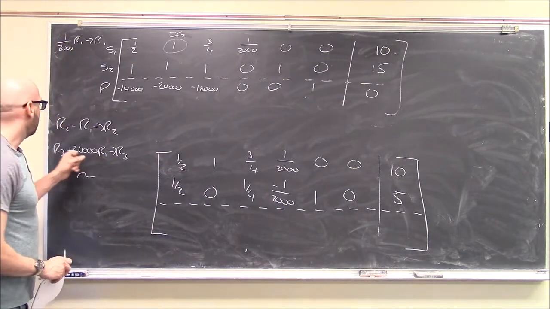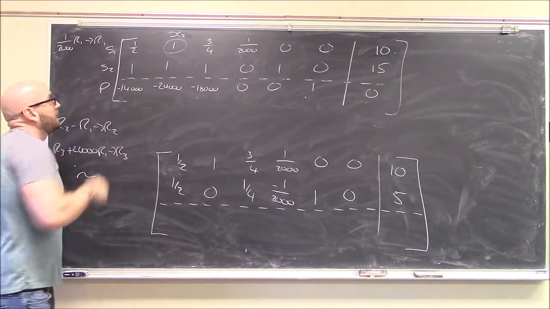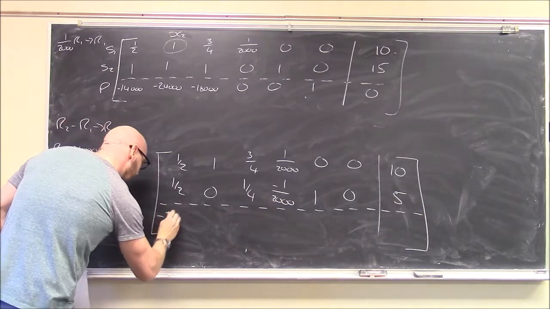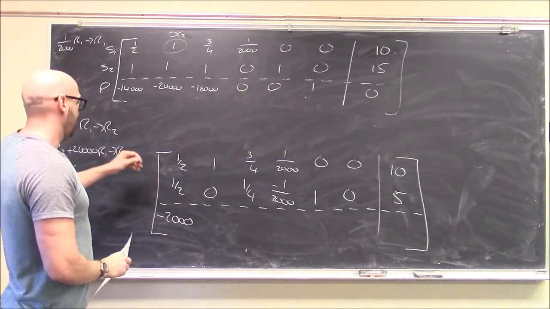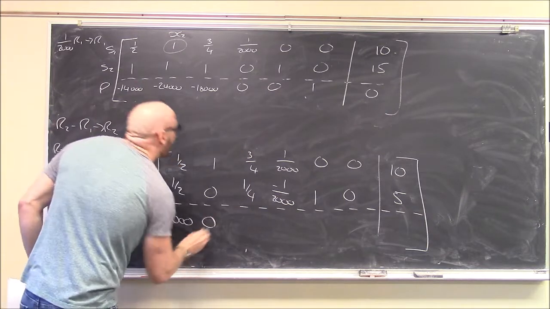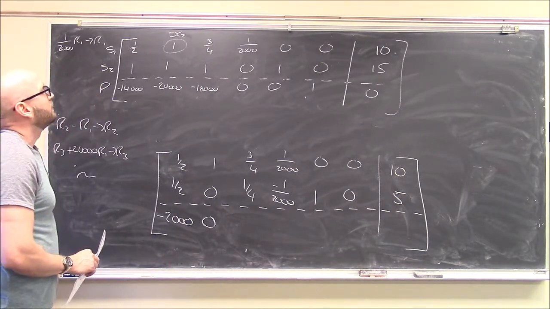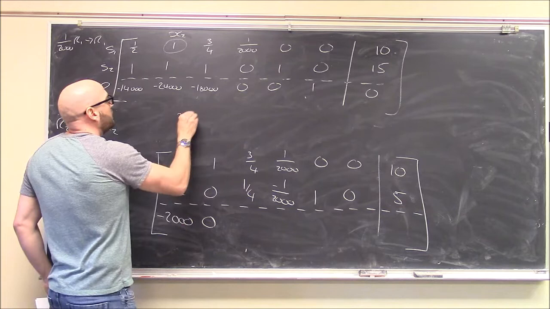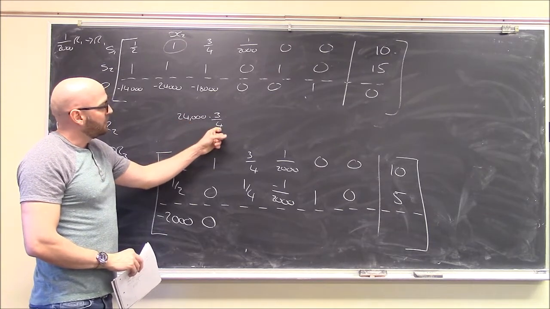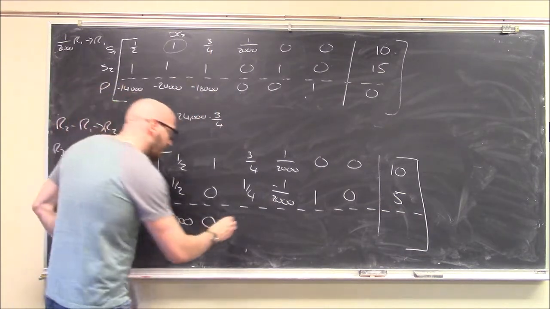And now we're down to row 3. Row 3 plus 24,000 times row 1. 24,000 times 1/2 is 12,000. So minus 14,000 plus 12,000 is minus 2,000. Minus 24,000 plus 24,000 is 0, just like I wanted. Minus 18,000 plus 24,000 times 3/4. What is 24,000 times 3/4? 24,000 divided by 4 is 6,000, times 3 is 18,000. So I've actually got minus 18,000 plus 18,000 is 0.